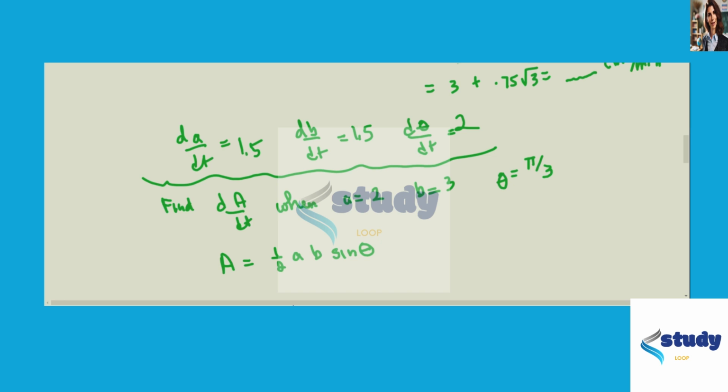Okay, this time we have 4 things changing. A is changing, B is changing, theta is changing, therefore the area is changing. So when we take the derivative over here on the right-hand side, we got 3 pieces. So we're going to have to do a fancy product rule. So let me show you an easy way.